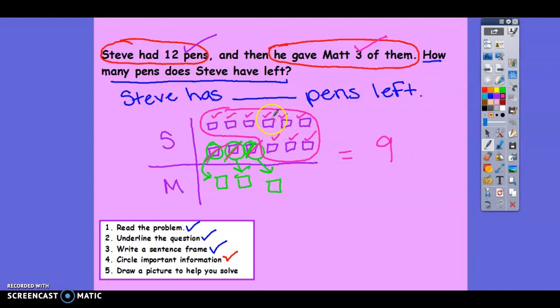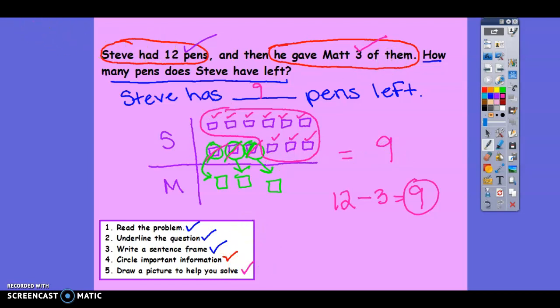So what we really did is we took the 12 that Steve had, and we literally took 3 of them away from him and gave them to Matt. So we took 3 away. He subtracted them from his. So what we did is we took 12 and took away 3 from it, which gave us what was left, which was our 9. So now I can take this 9 and circle my final answer, and I can say Steve has 9 pens left. And now I can say that I have drawn the picture to help me solve, and my problem is done.